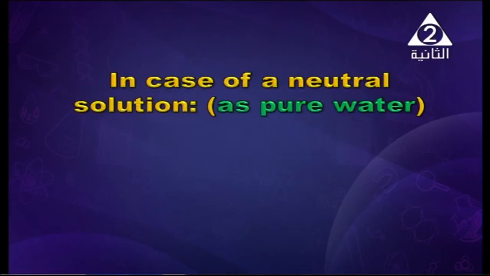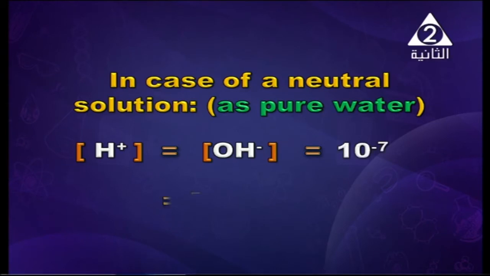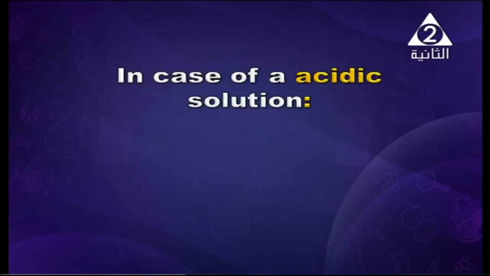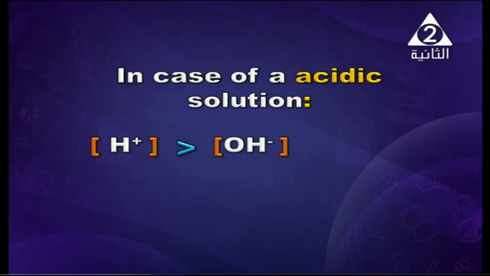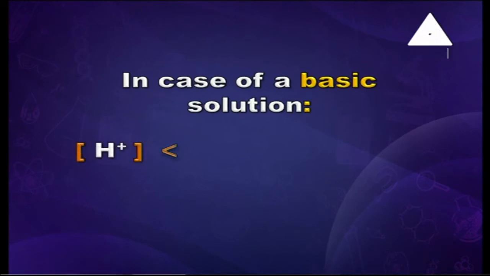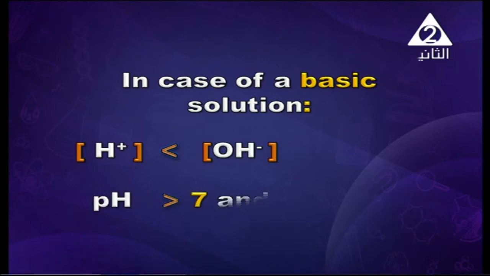In case of neutral solution, my dear student, as pure water, the concentration of hydrogen ion equals concentration of hydroxide ion equals 10 power negative 7. So pH equals 7 and pOH equals 7. In case of acidic solution, the concentration of positive hydrogen ion is greater than concentration of negative hydroxide ion. So pH is less than 7 and pOH is more than 7. In case of basic solution, concentration of hydrogen ion is less than concentration of hydroxide ion. So pH is greater than 7 and pOH is less than 7.